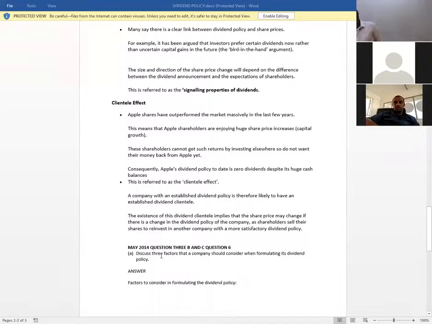So ladies and gentlemen, I hope that has been helpful. But before I sign out and do the past paper question that I promised, I would want us to discuss this. Discuss 3 factors that a company should consider when formulating its dividend policy. What factors should a firm consider if you're to be hired as a finance director?